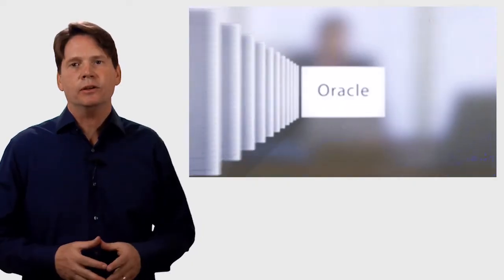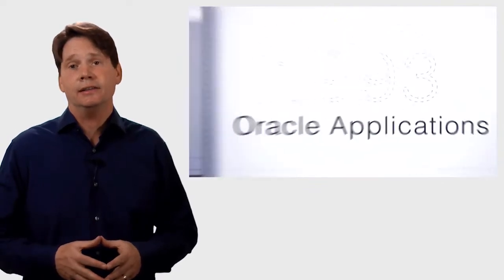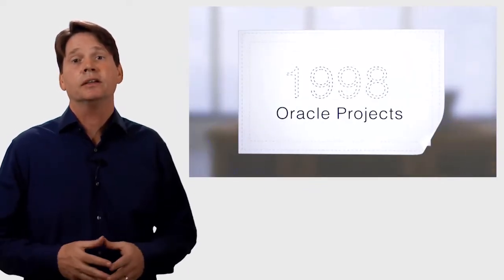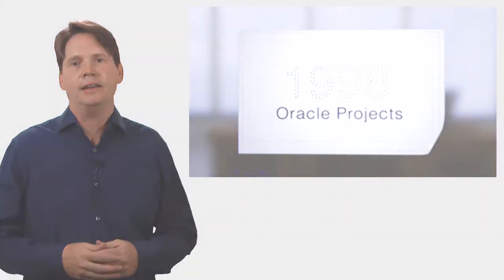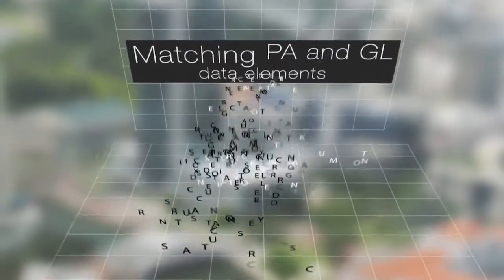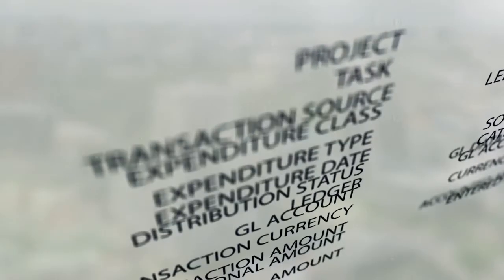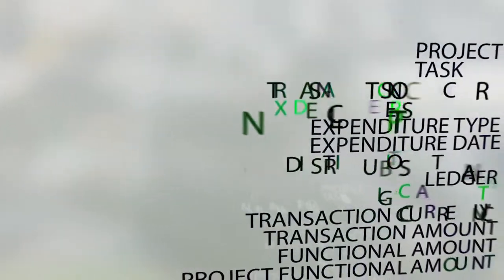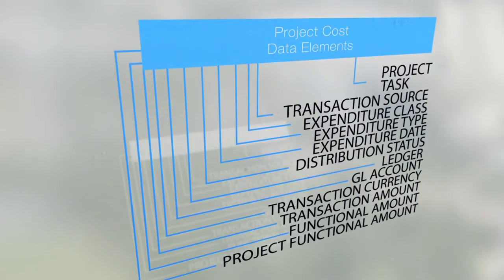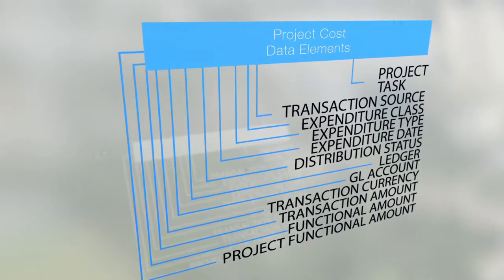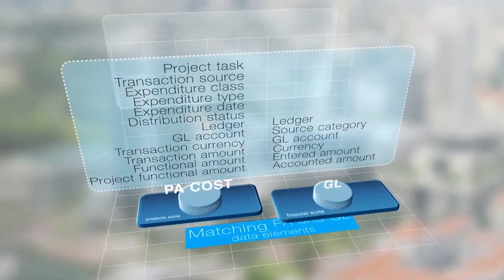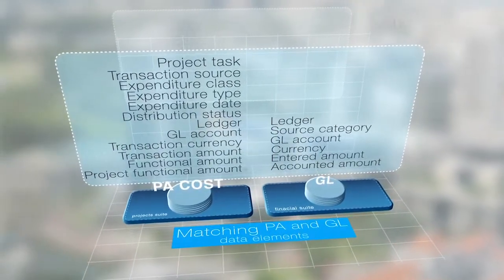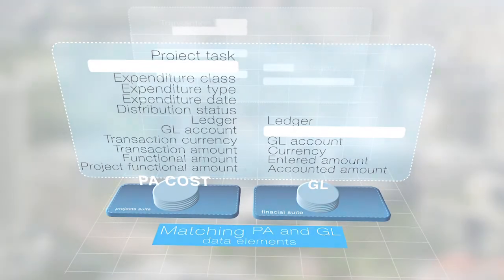Hi, my name is Steve Septon, and I've been using Oracle since 1993, and am helping companies implement Oracle projects since 1998. The first step starts with getting an apples-to-apples comparison between your financial report and your project report. This step is important because you need to understand how GL data maps to project data in order to get a proper comparison. Once you've mapped the data elements of the 2 modules, you can move to step 2, comparing the journal entries in GL to the activity in projects.